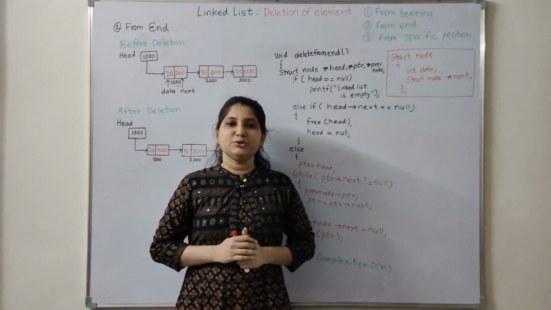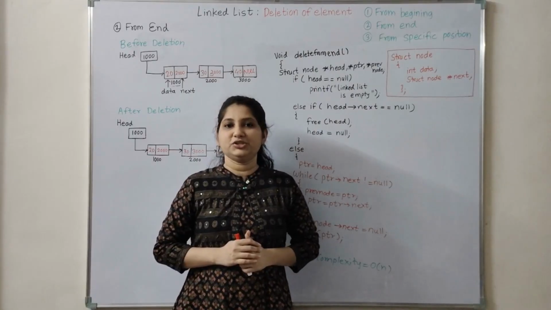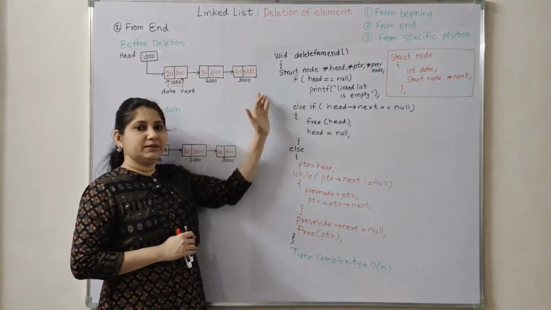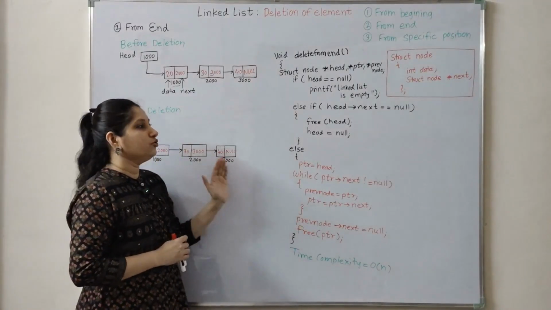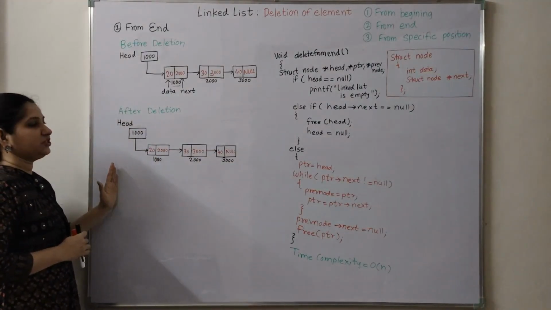In the previous video we discussed how we can delete an element from the beginning of the linked list. Now we will discuss how to write code whenever we have to delete an element from the end of the linked list. So this is the linked list before deletion and this will be the linked list after deletion.